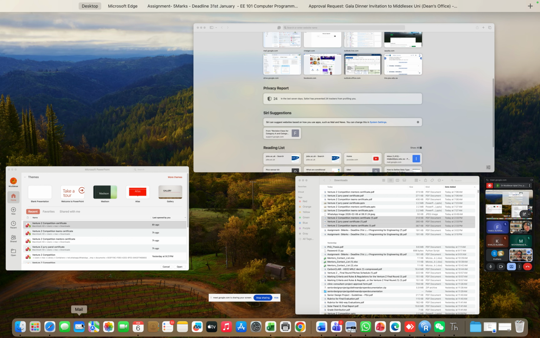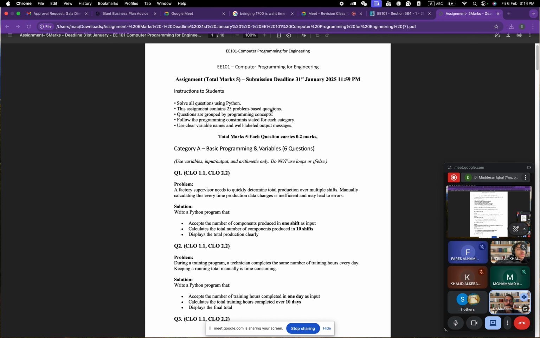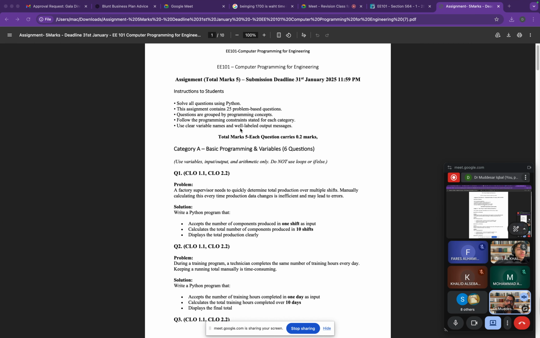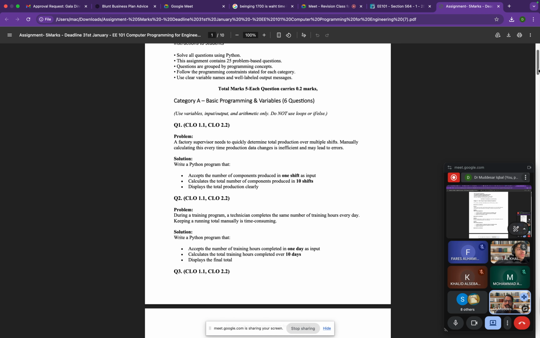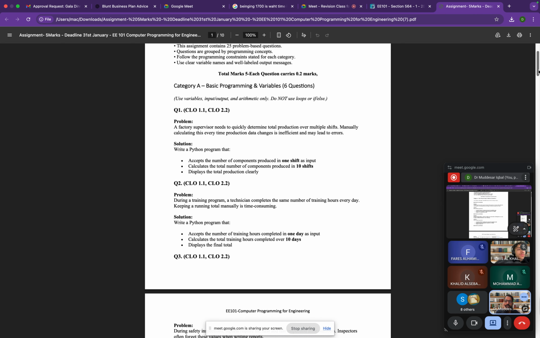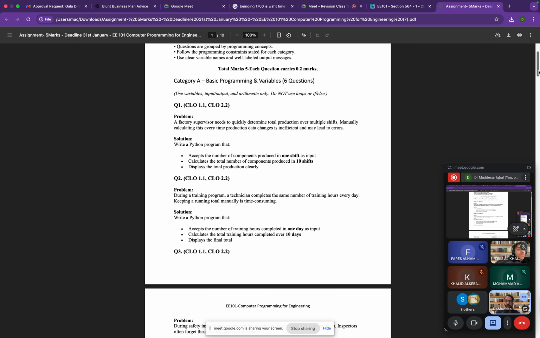Now we're going to actually do the problem-based questions. By problem-based, I mean these are some assignment questions which I'm going to solve, so you understand how to solve problem-based questions. Starting with category A, you will have questions about variables, input, output, arithmetic operators, no loops, no if else. Only plus, minus, and those things, okay?